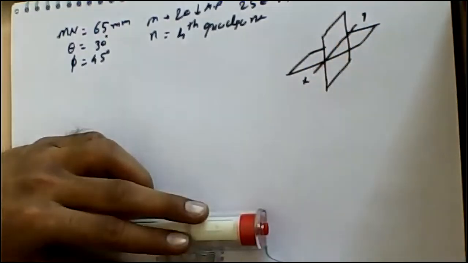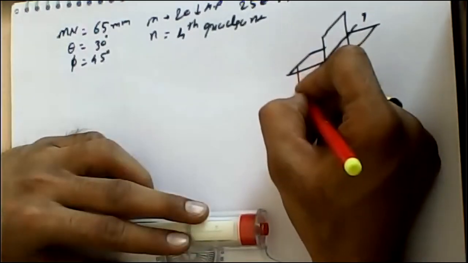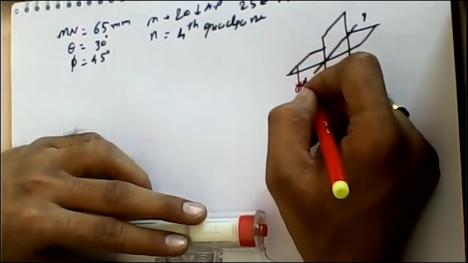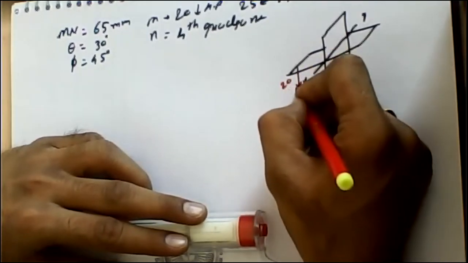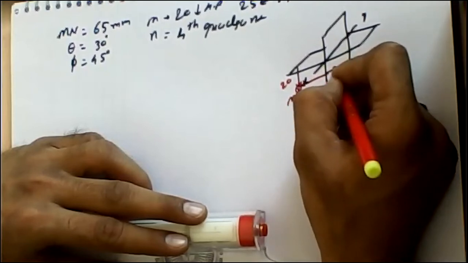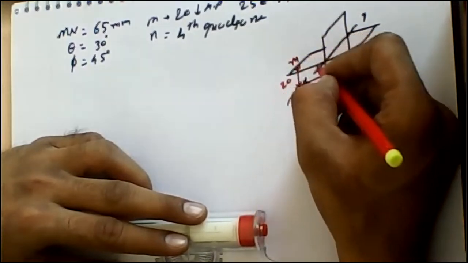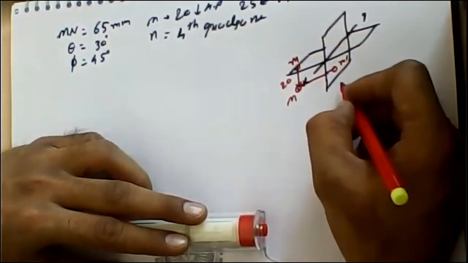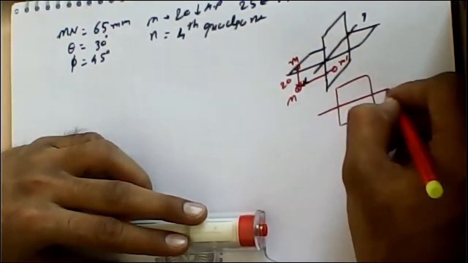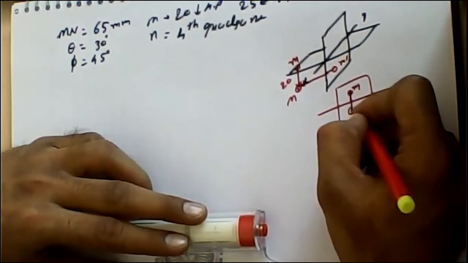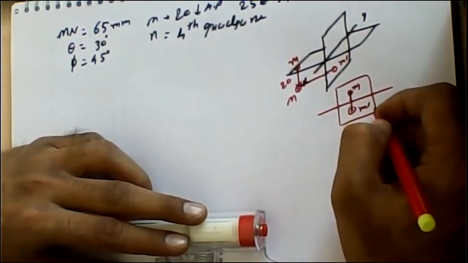And here it is mentioned that point M is 20 mm below HP and 25 mm behind VP. So this is going to be point M's location. When we project its plan, it is going to be over here. Elevation, it is going to be over here. So in our reference graph, we are going to have the plan above the reference and elevation below the reference.